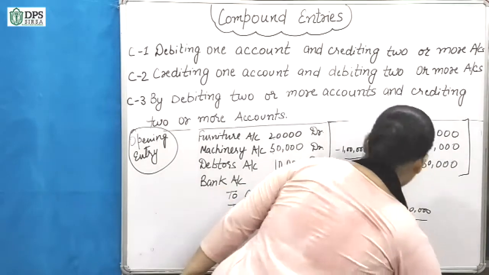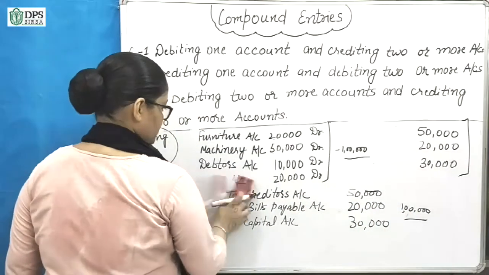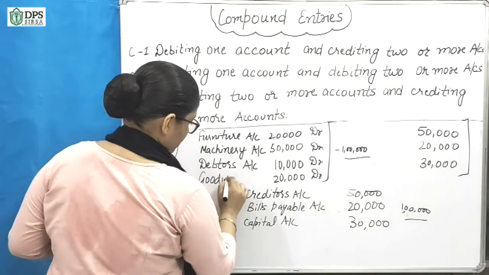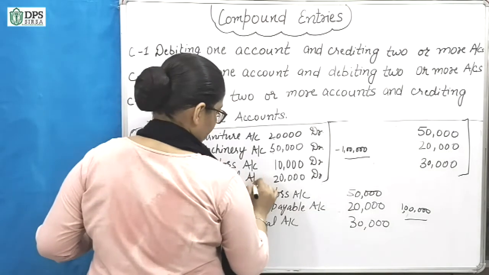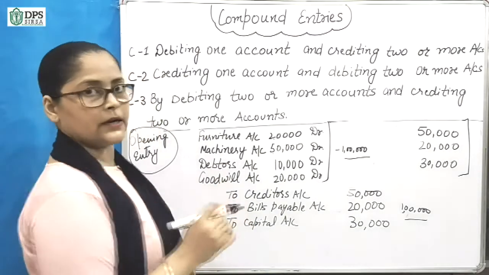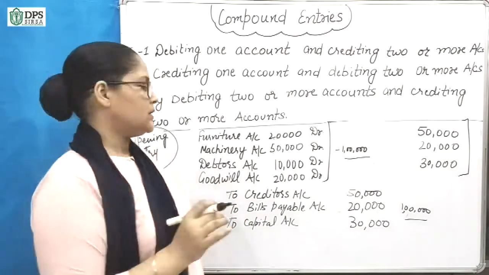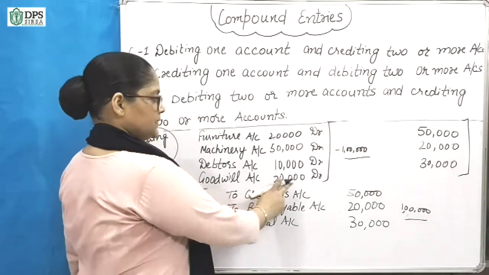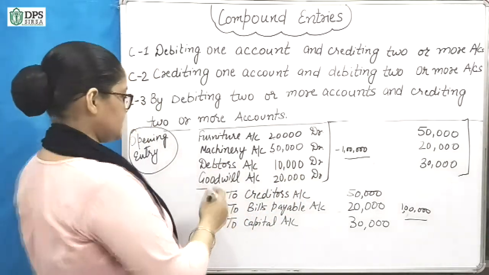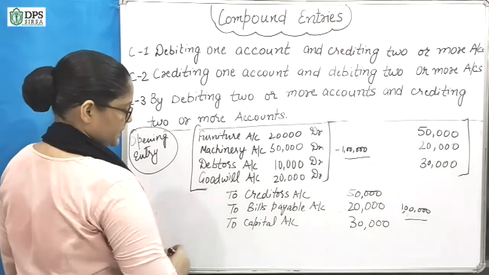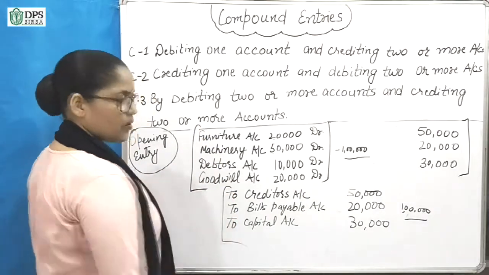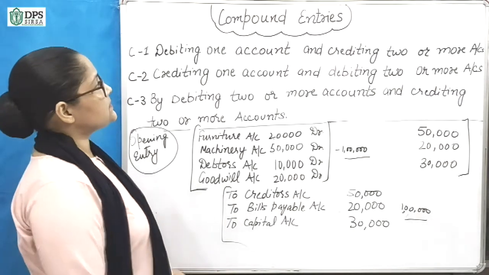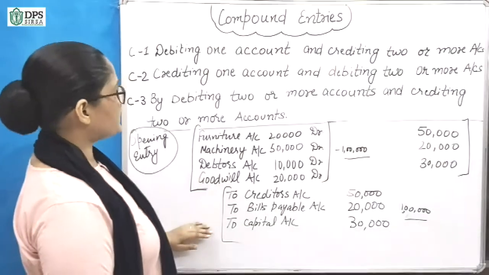Here you can write, if you have confusion, you can here write goodwill account, because goodwill is our asset. When a person is selling his business, so he may have goodwill. So goodwill is debit because goodwill is assets. I have taken here all the assets and I have taken here all the liabilities. So this is compound entry we have done.